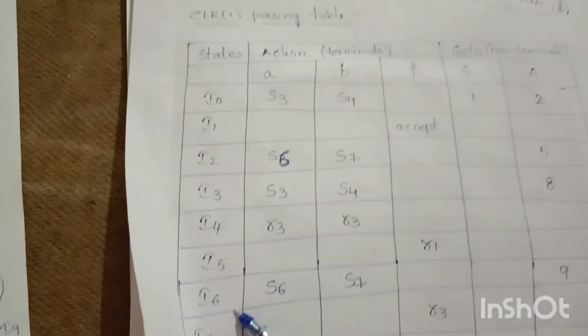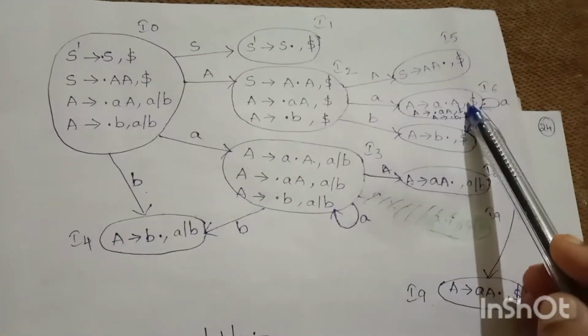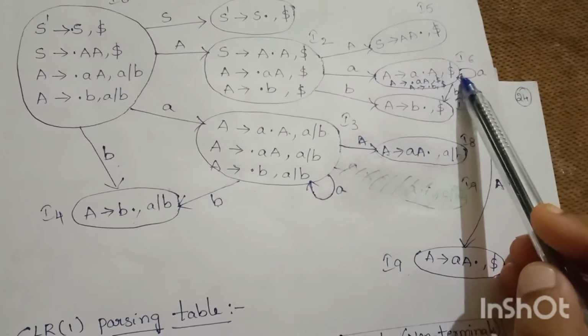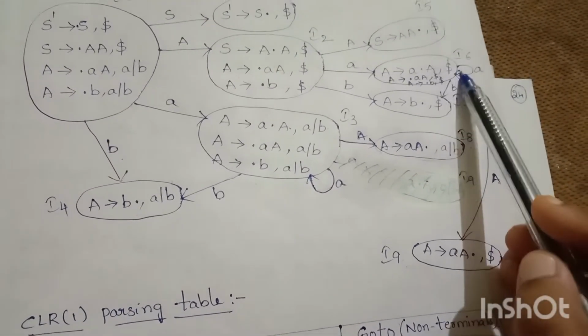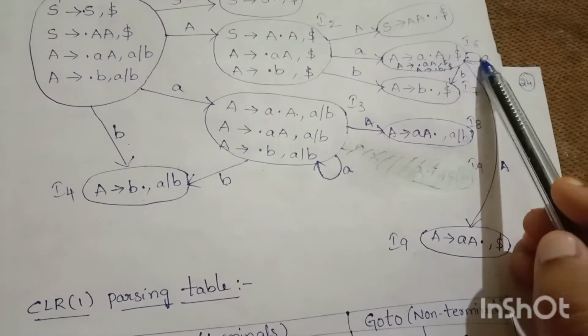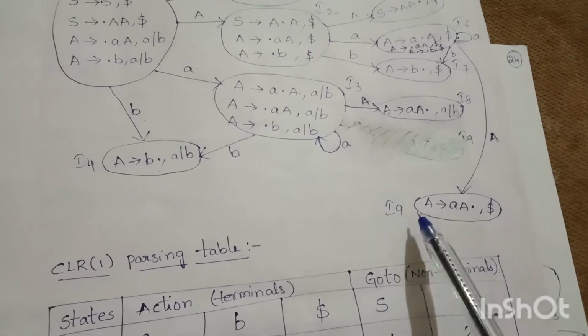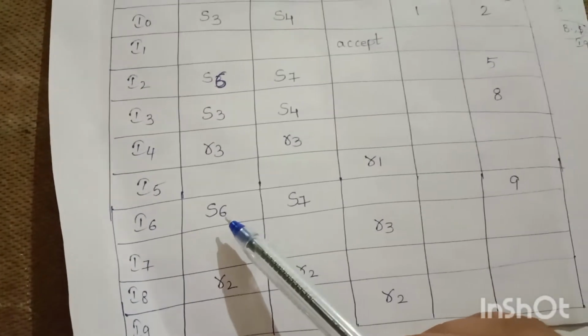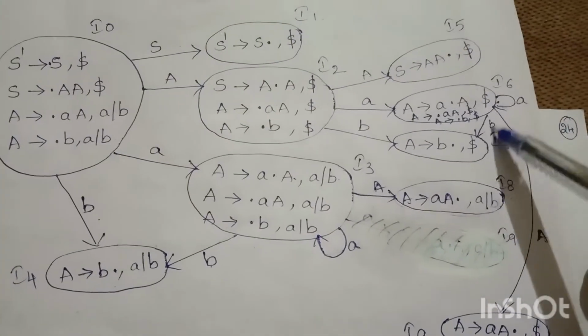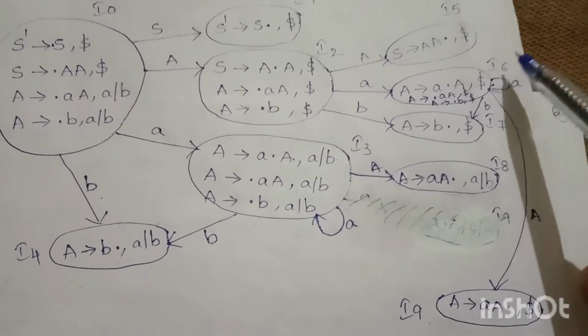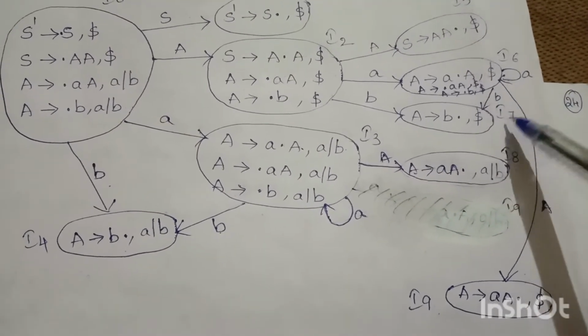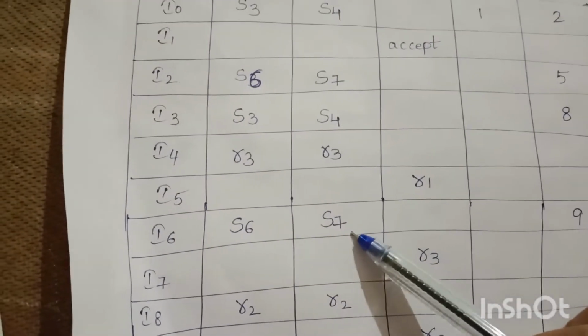And next I6, state I6. I6 on small a, it is moving in the same state, that is self loop, so you need to write S6. And I6 on small b, it is moving to state I7, so here you need to write S7.